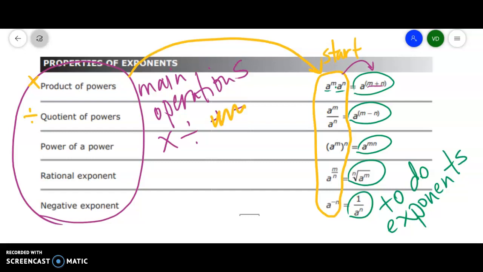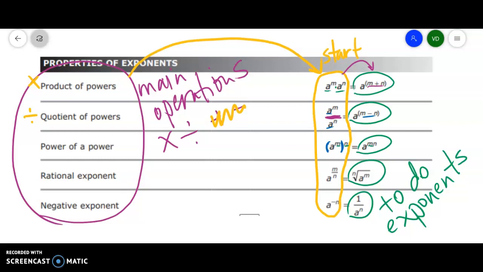So on the next one, this one is a fraction. It's a divide problem, okay? Your bases are A and A. So it's telling you to subtract your exponents, okay? Whenever you have parentheses on the next one, power to power, that means you have an exponent on the inside, exponent on the outside. That means that you multiply your exponents.